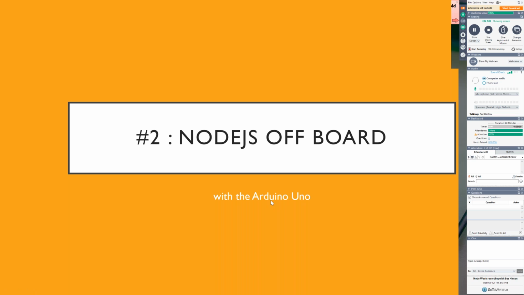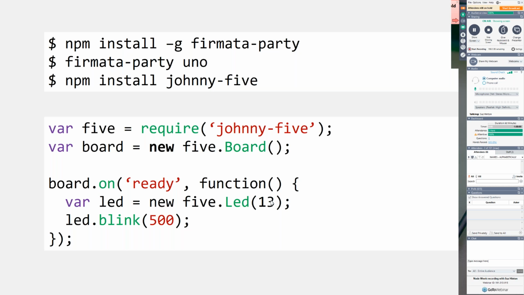Node.js offboard is the next scenario I want to cover really briefly, and that's with the Arduino Uno. Again, the Arduino Uno does not have Wi-Fi. It doesn't run Node.js on it, but if we upload a special script called Firmata, you can actually just start remote controlling the Arduino, because the Firmata code will act as an API for all of the different pins and locations where you can plug hardware onto the board.